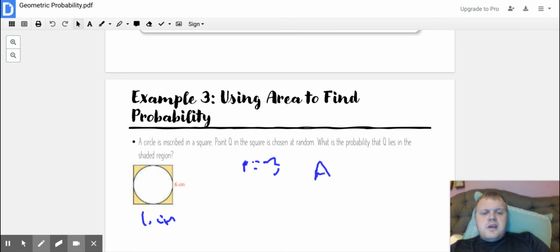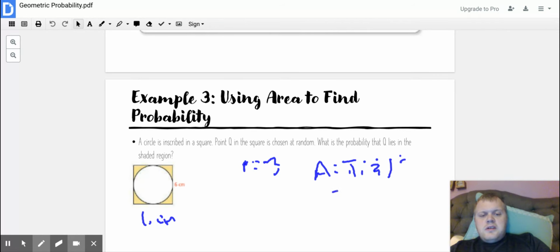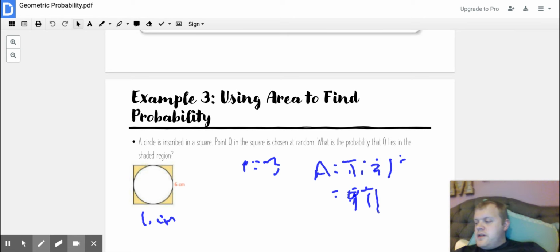The area of the circle is going to be A equals pi times 3 squared. 3 squared is 9, so the area should be 9 pi. Okay. Knowing that our area of the circle is 9 pi, now we're going to go ahead and find the square here. So the square is going to just end up being the area of a square.